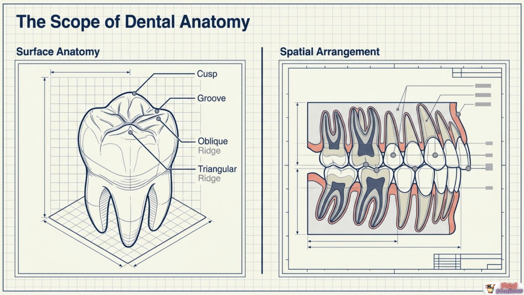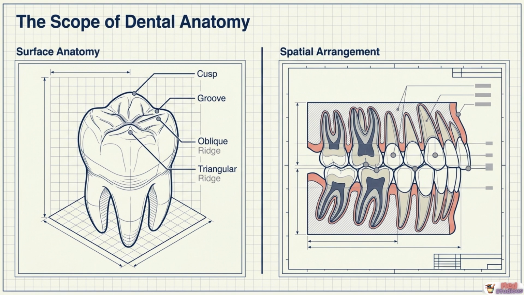The first is surface anatomy, the microarchitecture of a single tooth's crown. Here you'll meet features like the cusp, which is a pointed elevation on the chewing surface, the groove, a linear depression separating those elevations, and ridges, such as the triangular ridge and oblique ridge, which are raised linear structures that guide how the upper and lower teeth interlock. These tiny landmarks aren't decorative. They're functional valleys and peaks that channel food and direct chewing forces.